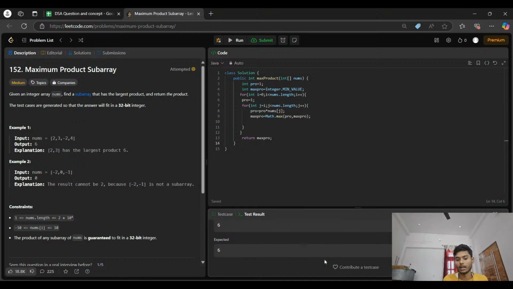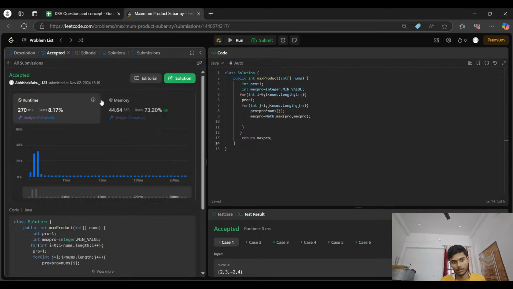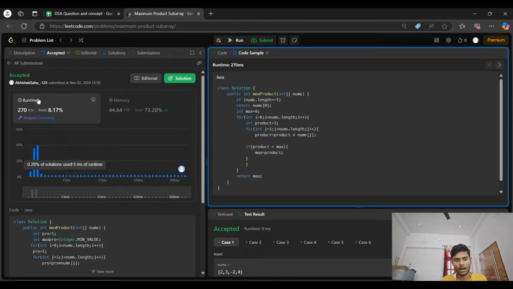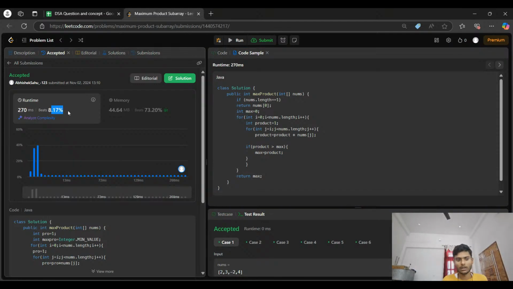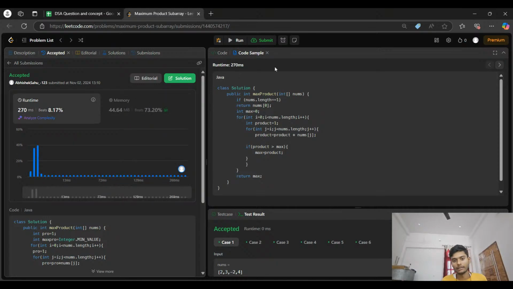All conditions are accepted. You can also see it, right? I submit it. You can see it is submitted, though my position is very bad. It beats 8.7%, 2.70 ms, and beats 73.20% in memory. It contains lots of memory. So this thing is happening.